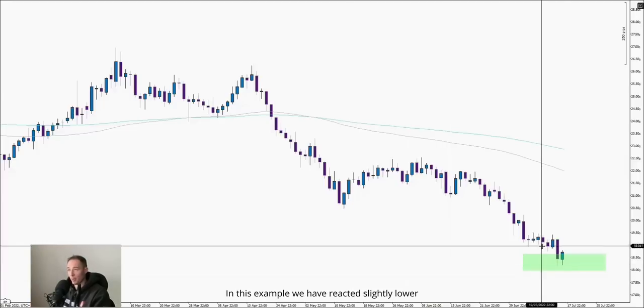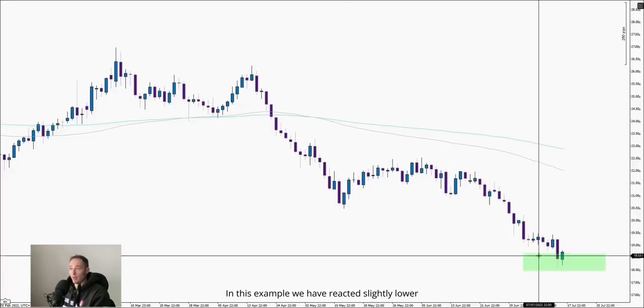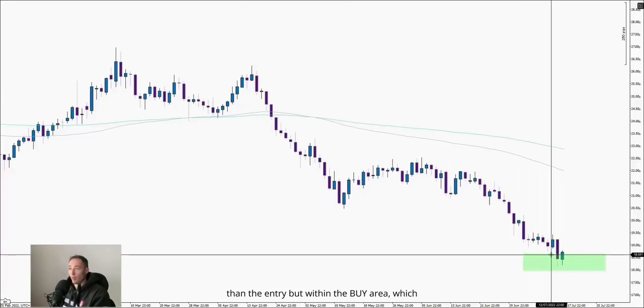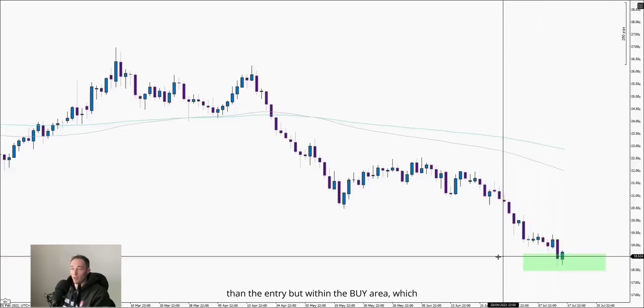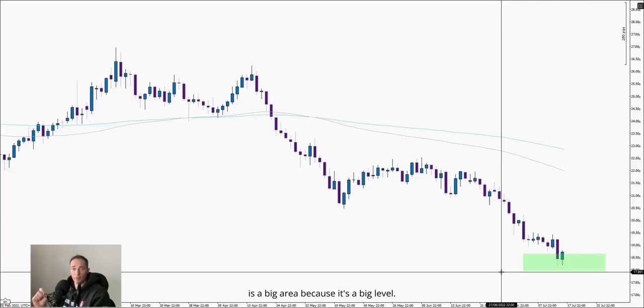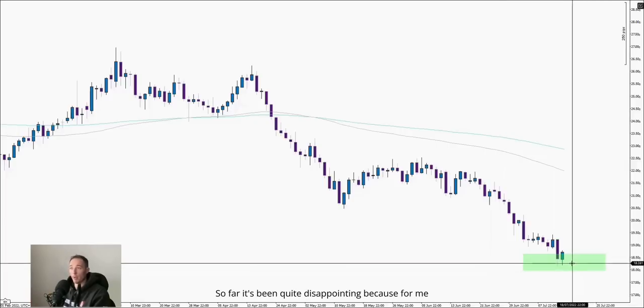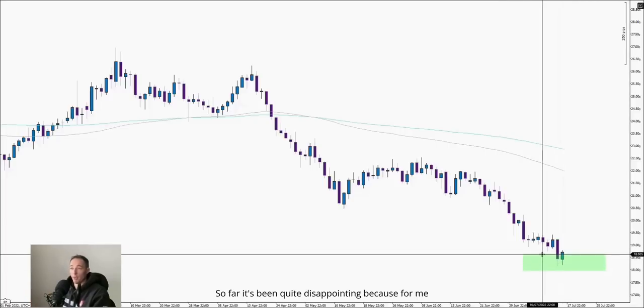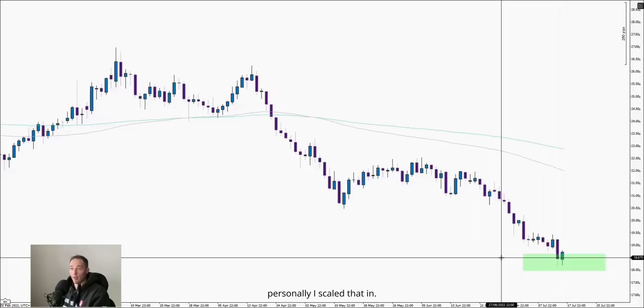So in this example, we have reacted slightly lower than the entry, but within the buy area, which is a big area because it's a big level. Remember, it's from the monthly level from the previous video, so we are expecting a significant reaction from this. So far it's been quite disappointing, because for me personally I scaled that in, so this is going to be covered in the part on scaling.